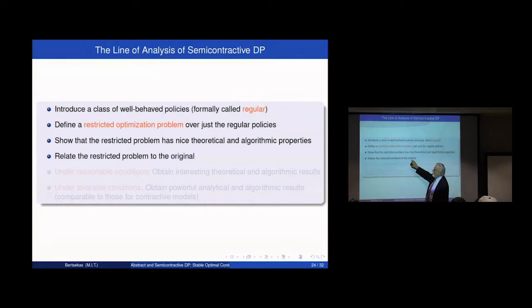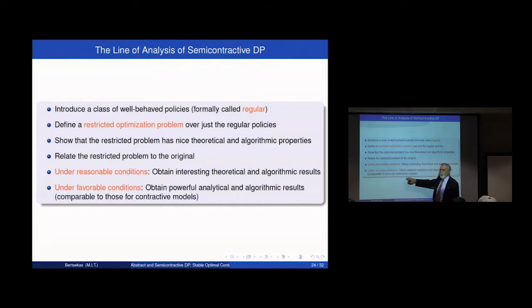Relate the restricted problem to the original, in terms of the structural Bellman's equation, and under reasonable conditions obtain interesting theoretical and algorithmic results. Under favorable conditions, like when the optimal cost of the regular policy is equal to the optimal cost, you obtain powerful analytical and algorithmic results, comparable to those for the contractive models. So there is a silver lining to all this. It's a mathematical complication, but there's a favorable class of problems. If you formulate your problem so that these favorable conditions are satisfied, you get great results.